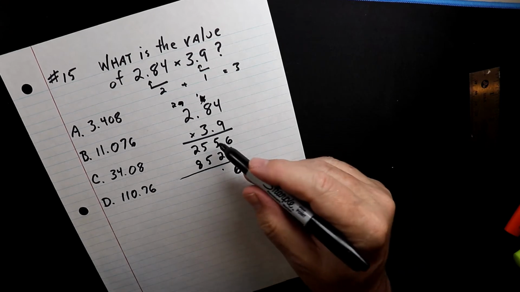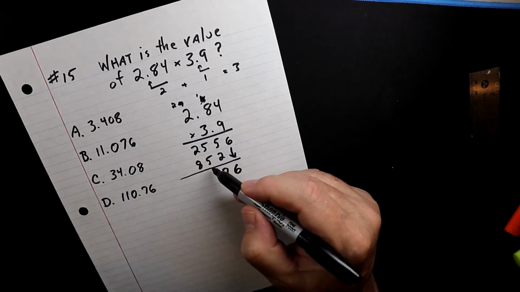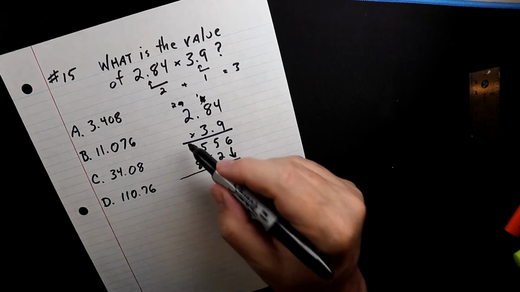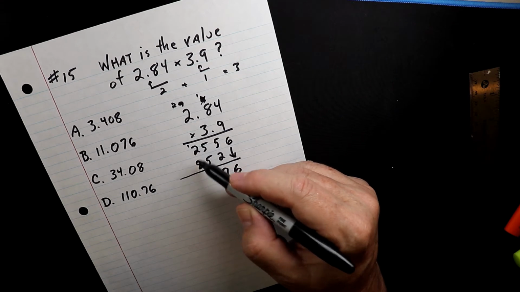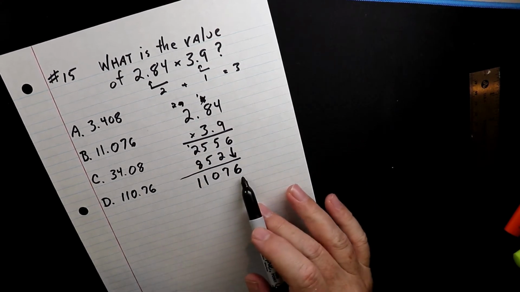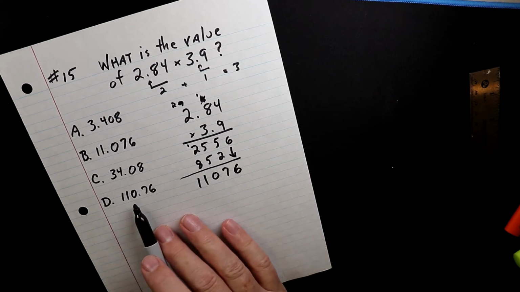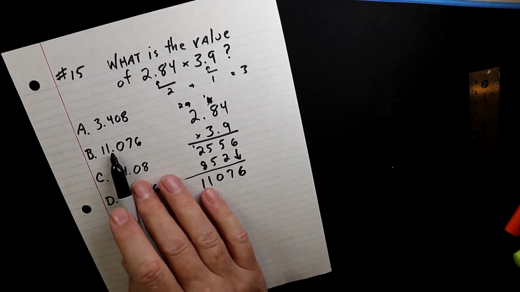Okay, so 5 plus 2 is 7. 5 plus 5 is 10. Carry the 1. 1 plus 2 is 3, and 3 plus 8 is 11. Now, that's a crazy big number, and you can see there it is right there, but that's not right, and that's not right either, because there's a decimal there and there's a decimal there.